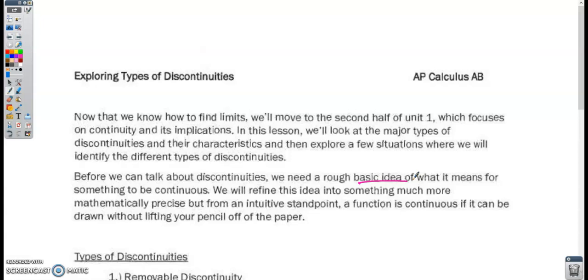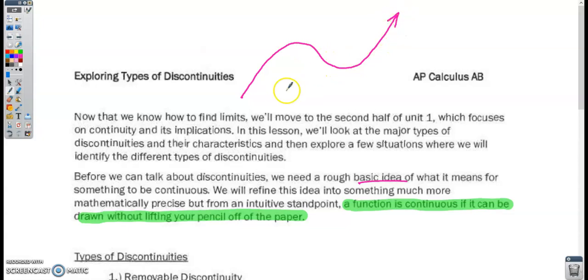We start here, and we're going to refine this, with the idea that a function is continuous if it can be drawn without lifting your pencil off the paper. That's a very intuitive standpoint. So for instance, if I draw a curve like this, that was continuous because I could draw it without lifting my pencil off the paper.